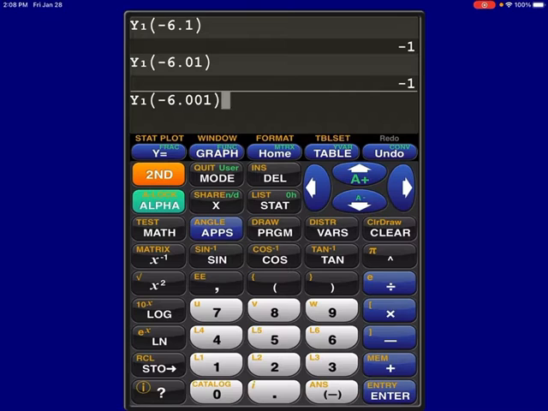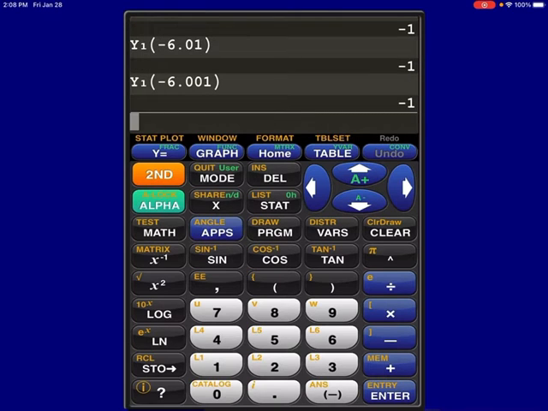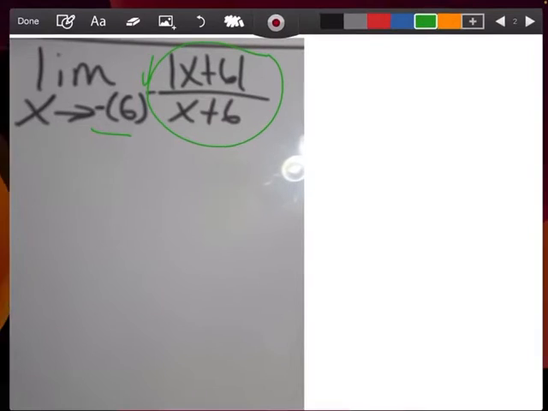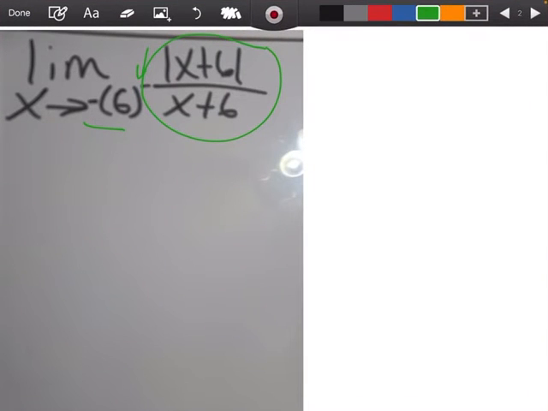-6.001, right? It's probably going to give me the same thing, okay? So this is one way I can always approach it, right? Okay, so I can do that, and let's get rid of this. So when we evaluated it at those values, that's what we saw. So that's definitely one way to do it.